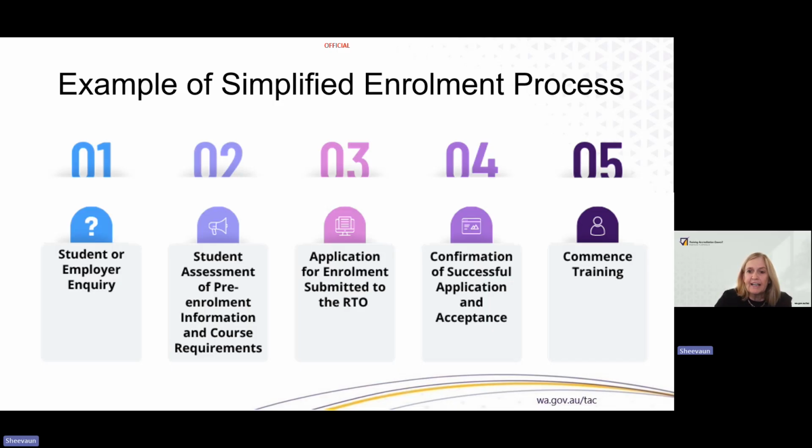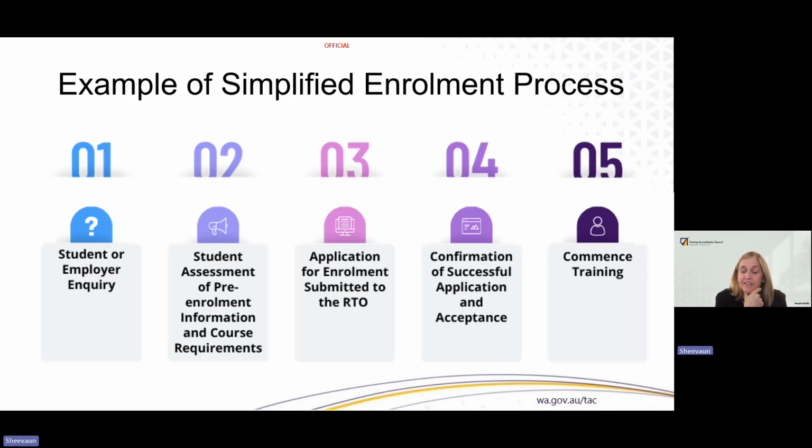Step four is really where the RTO reviews the student's application. Now, again, if you've looked closely at Outcome Standard 2.2, you'll note that it is now the RTO's responsibility to make sure that they review the student's application and determine which additional support might be required.